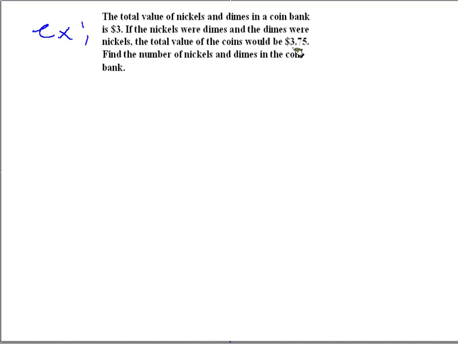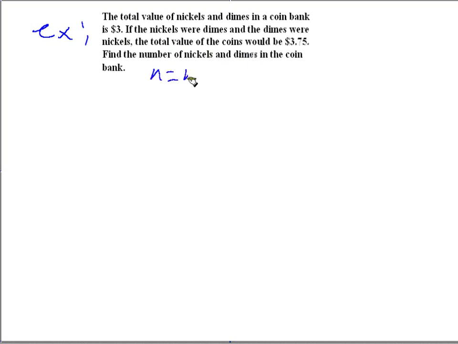It would be what? $3.75. So find the number of, but I want you to find the actual number of nickels and dimes in the coin bank, and the actual number should total what? $3 here. All right. So again, two things I want to know: number of nickels, number of dimes. Let's call that, if you don't mind, N and D, all right?